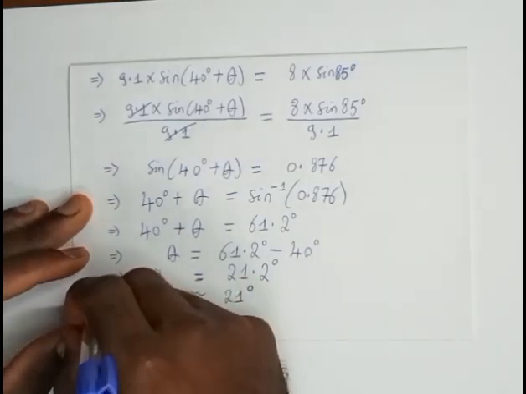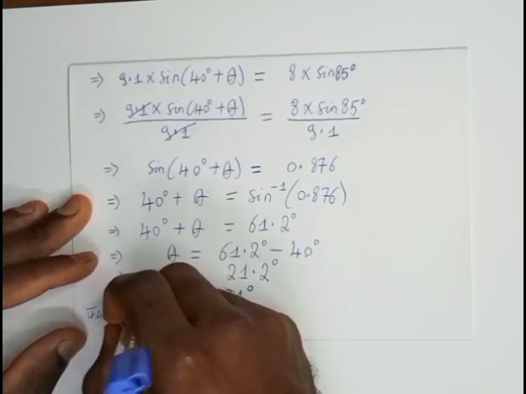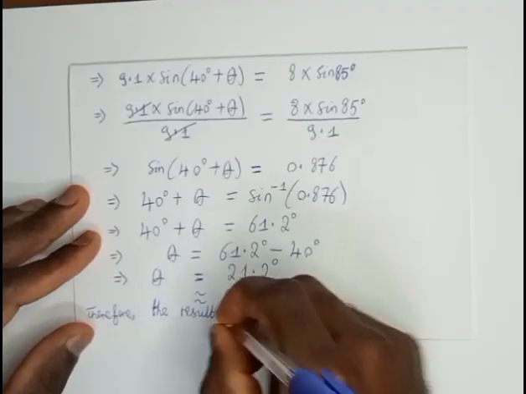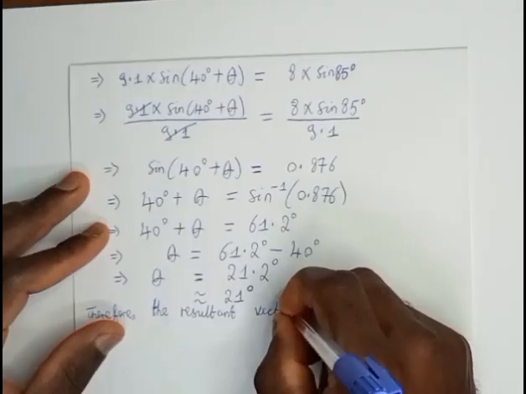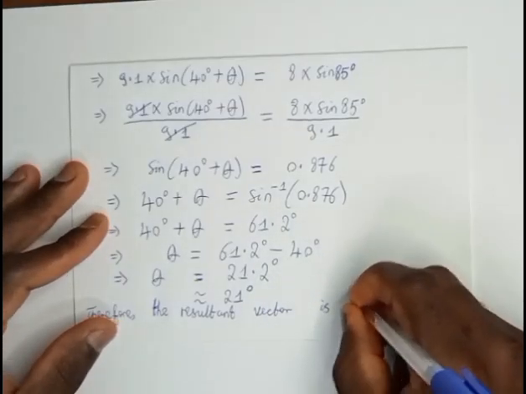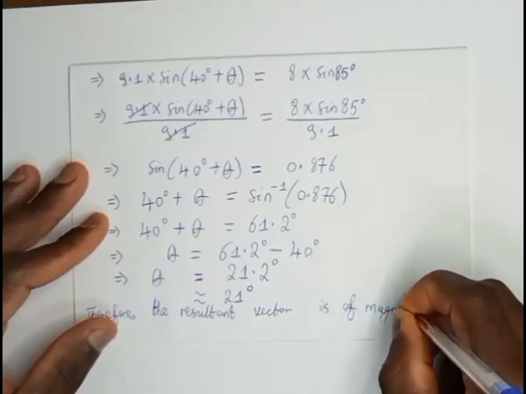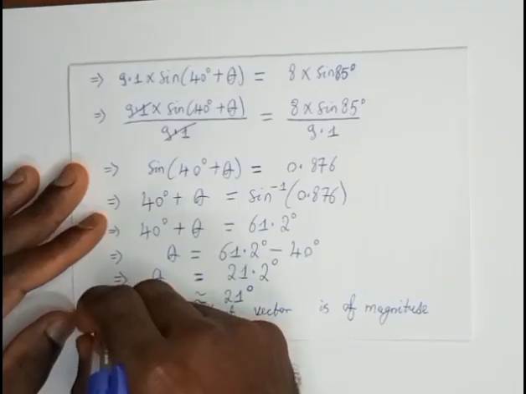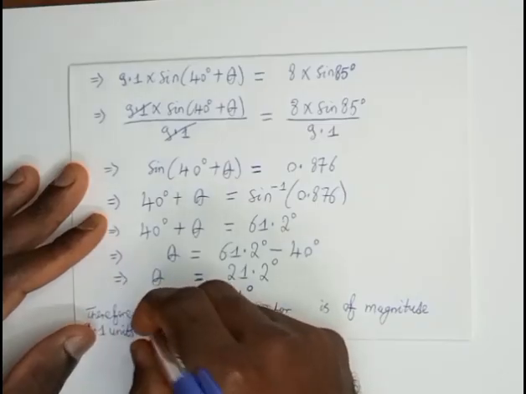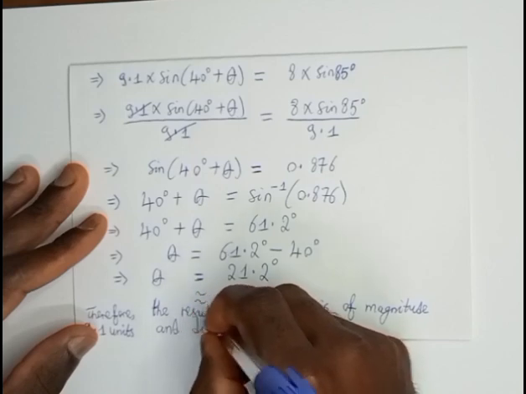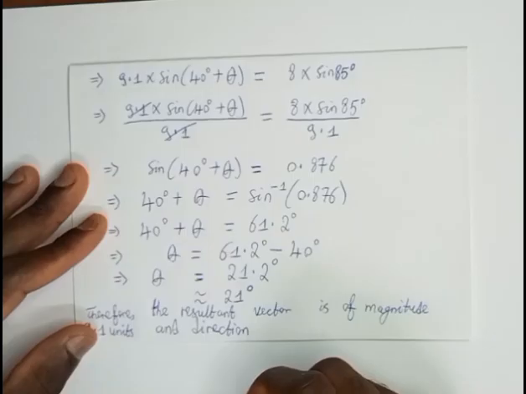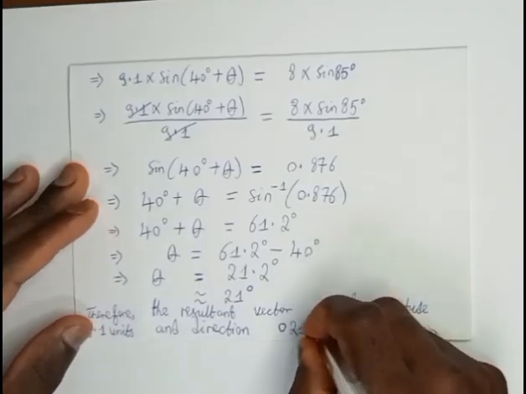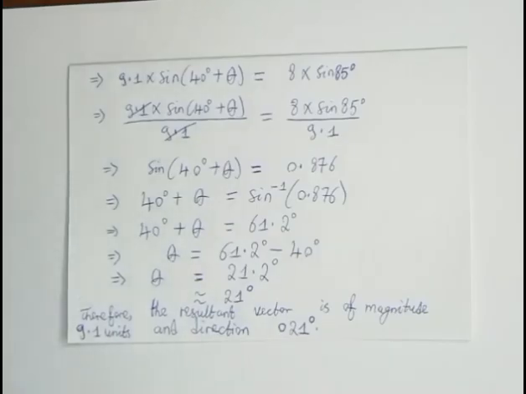Then we conclude, therefore, the resultant vector is of magnitude 9.1 units and direction 021 degrees. We are done with the solution of this question.